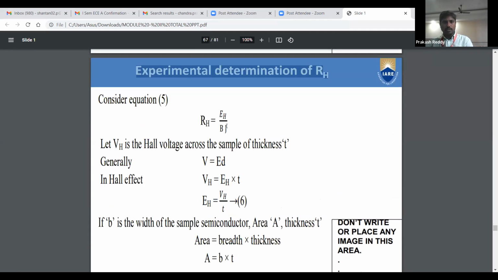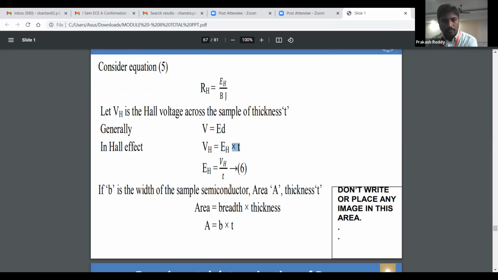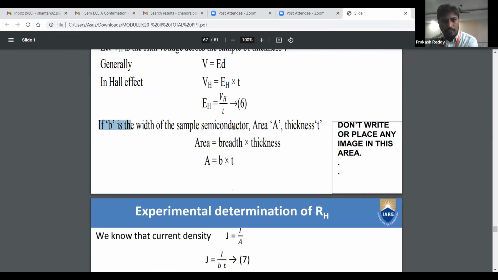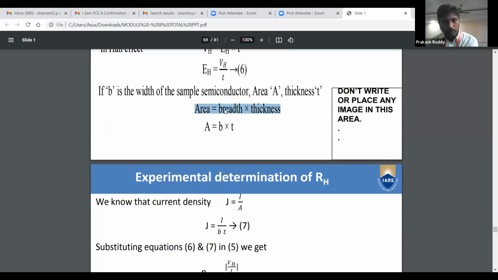We know RH equals EH by BJ. Coming to VH, the voltage across the material, if the thickness is t, the equation is V equals E into d, so EH into t, and from that EH equals VH by t. If small b is the width of the sample, the area A is breadth into thickness, A equals b into t.